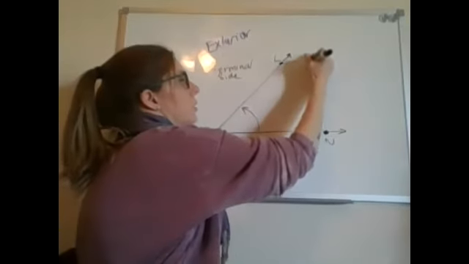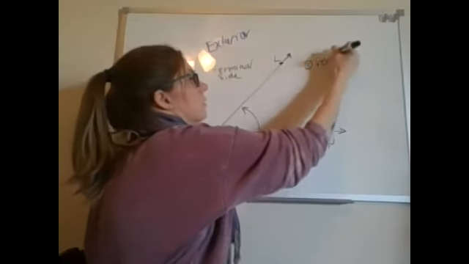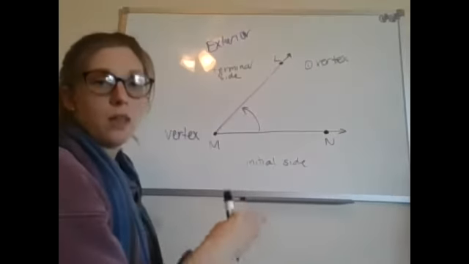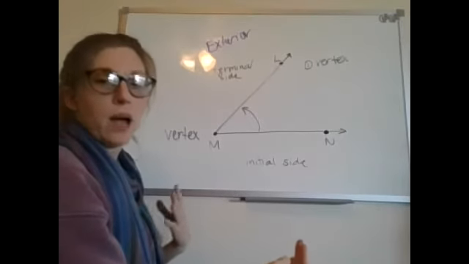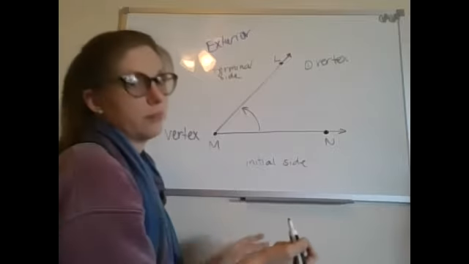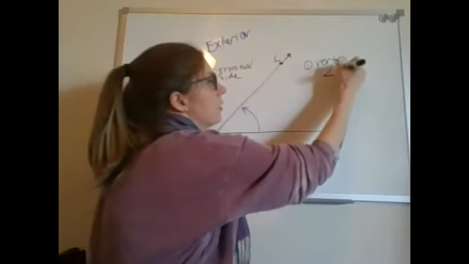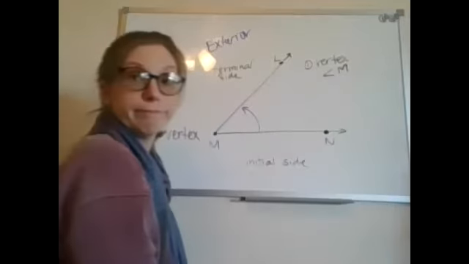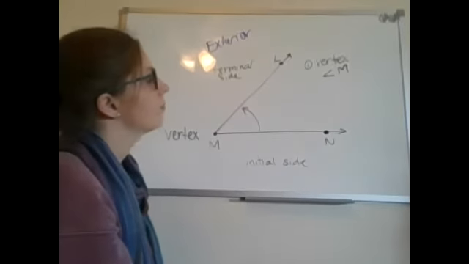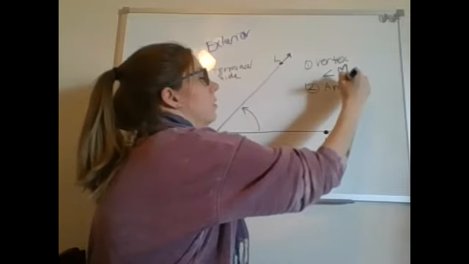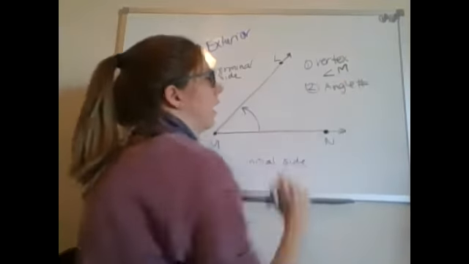So the first way we can do it is by its vertex. The vertex on here is M, so we could call this angle M. Now when we write it out, we don't write out the word angle, we have a little symbol for that, and it looks just like this angle here, just smaller. We call it angle M. That easy, okay?